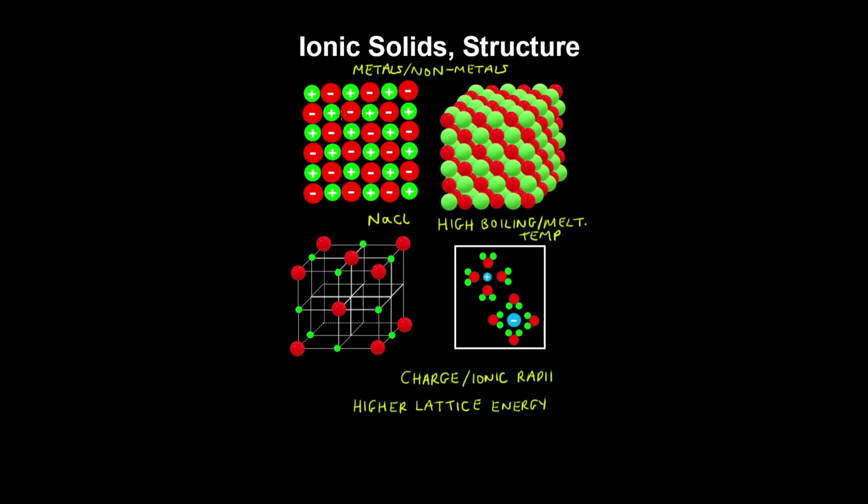So because the electrons are highly localized in an ionic solid, ionic solids tend to be poor conductors. But if you dissolve an ionic solid, such as sodium chloride, into water, then the ions are free to move around and conduct electricity in a liquid state.